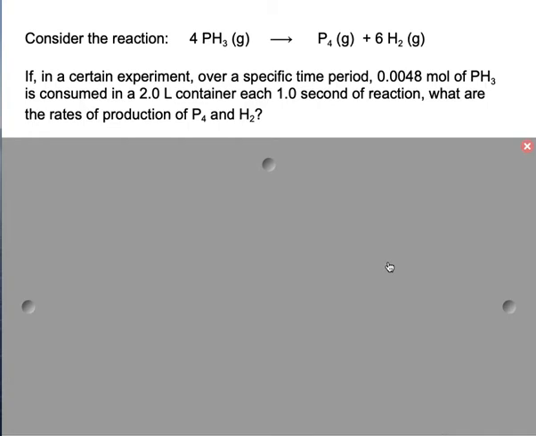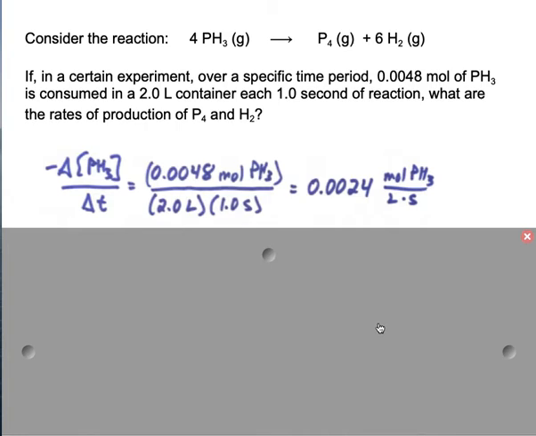Well, the first thing I'm going to do is use the given information to calculate the rate at which PH3 is being consumed. So my change in concentration of phosphine with respect to time is equal to the moles of phosphine consumed divided by the volume of the container divided by the time interval, 0.0024 moles PH3 per liter per second. I can use that to calculate the rates of increase of concentration of P4 and H2 simply by taking the rate of reaction that I just calculated and applying mole ratios. Notice I'm using formulas in my rate units.